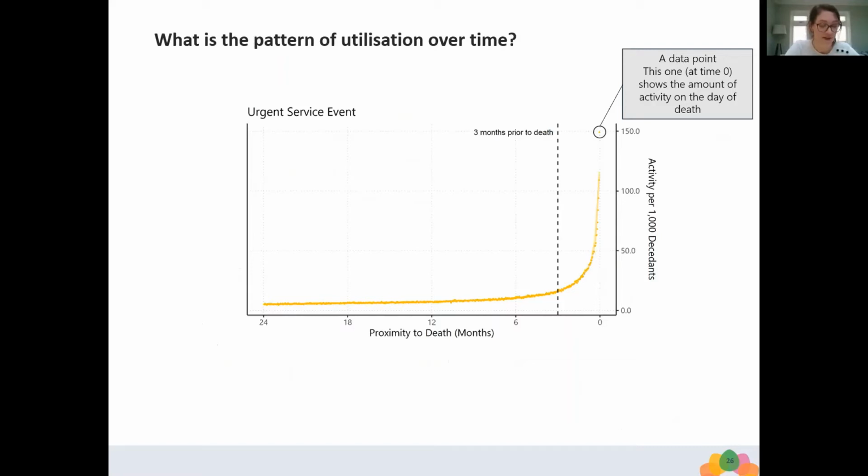I've highlighted an example here. This shows the amount of activity taking place on day 0, or the day on which people die. And then with those data points, we have a curve that we've modelled through the data points. And then in our report, we've looked to describe these curves in a few short, simple sentences. And here, for urgent service events, we say that they start low, they increase slowly for much of the period. Then, in the few months prior to death, there's a rapid rate of increase, rising to a sharp peak.